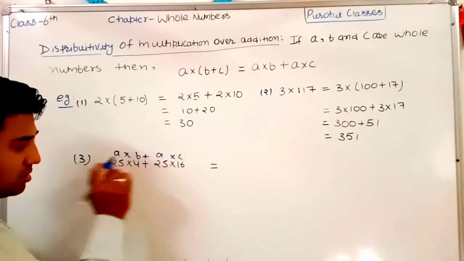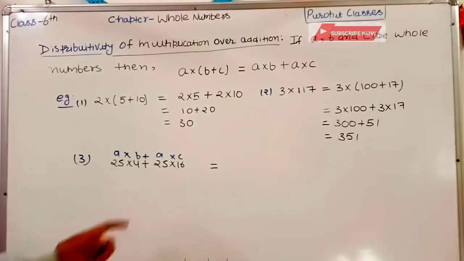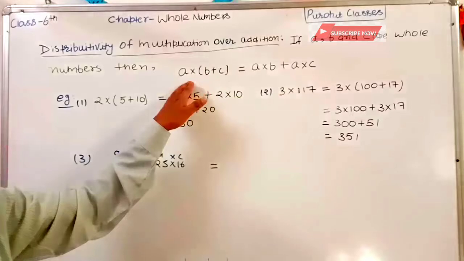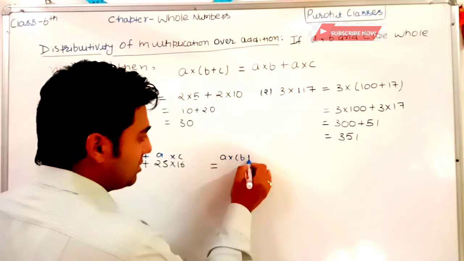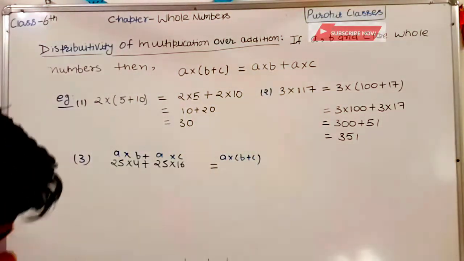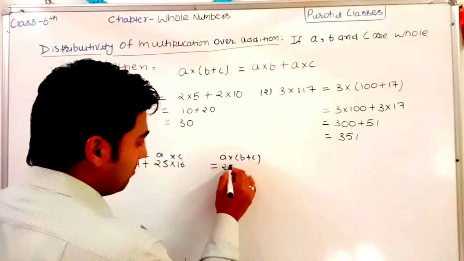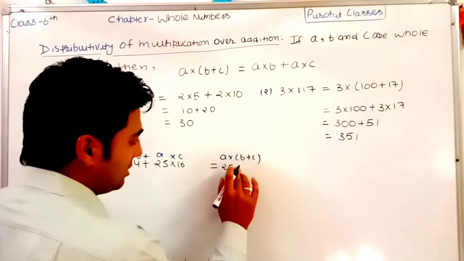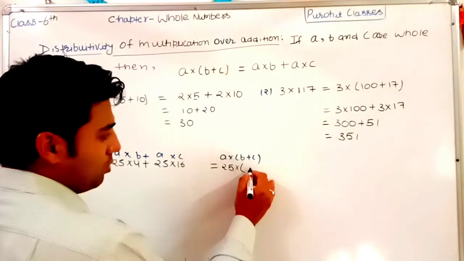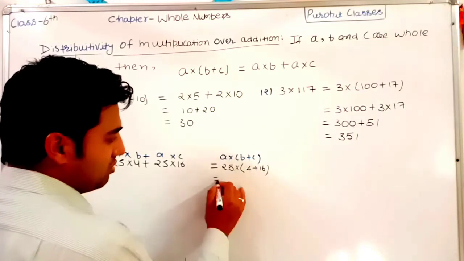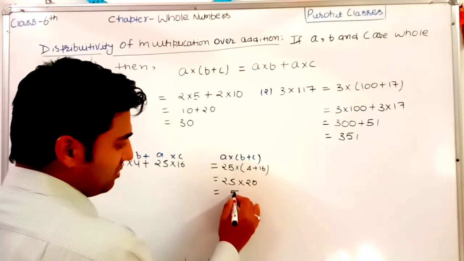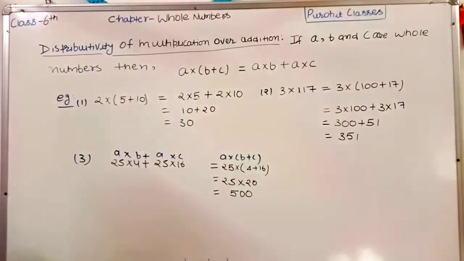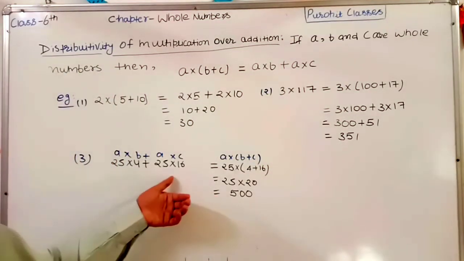It means in place of 25 we can read it as a, and 4 and 16 are b and c. So this is also equal to this part, so it can be written as a multiplied by (b plus c). Let us solve it this way. So this will be 25 multiplied by, inside the bracket, 4 plus 16. So this will be 25 into 20. 25 twos are 50, and one more 0, 500. So isn't it easier to solve this?